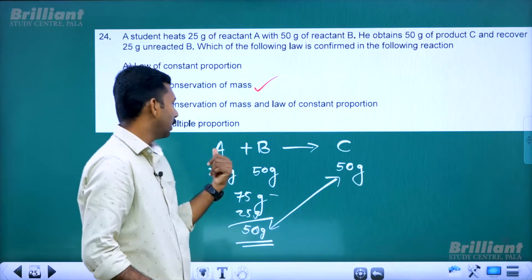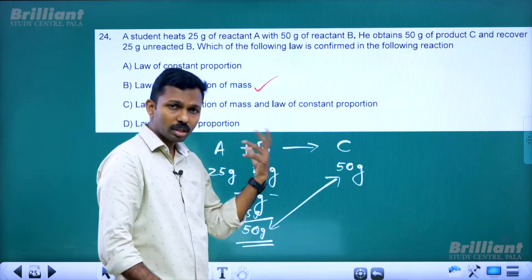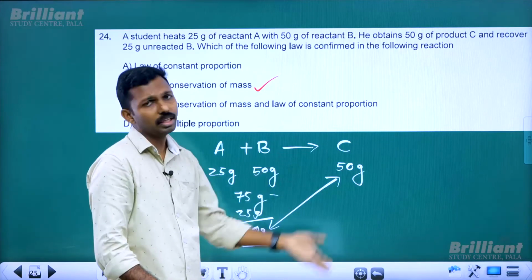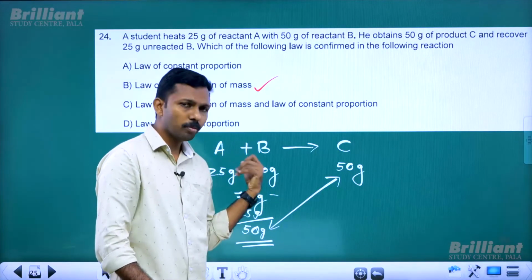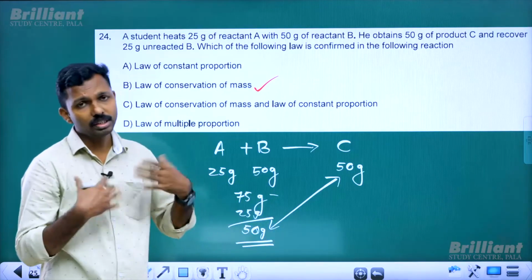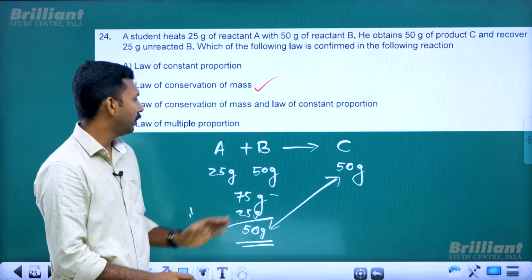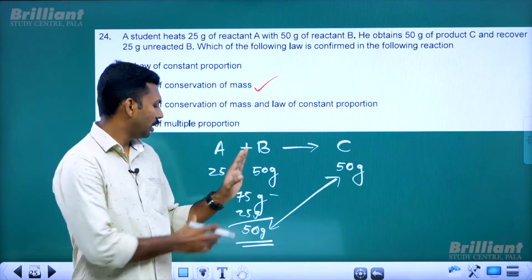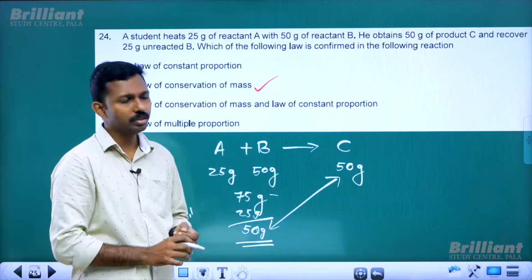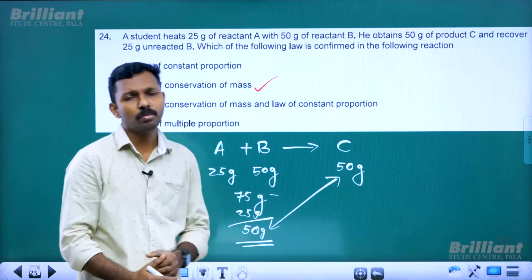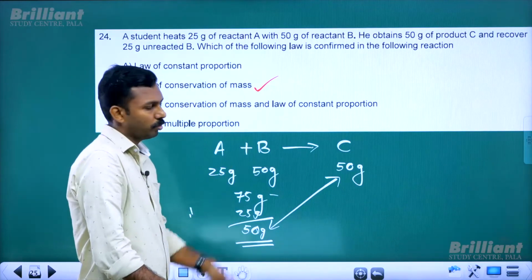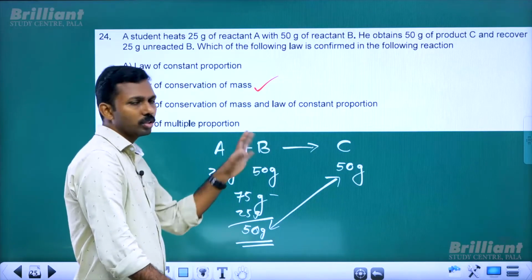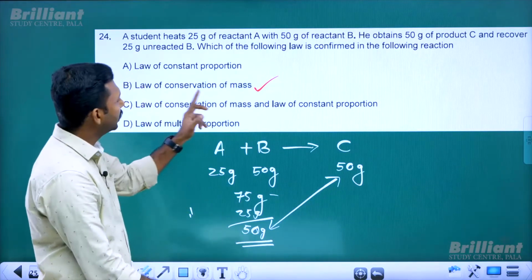So here it is A and B. These two are reacting together. C is getting formed. There is nothing about the formula or chemical molecular formula. Only then can we identify whether it is confirming law of constant proportion or not. But here nothing is mentioned about the composition of the reactants or product molecules, elements in the reactants or products. So it is law of conservation of mass.